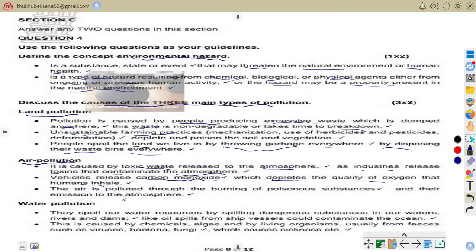You'll find that vehicle emissions such as carbon monoxide are one of the causes of air pollution. Hope we understand that. The air is polluted through the burning of poisonous substances and their emission into the atmosphere. So the burning of poisonous substances and fossil fuels also causes what? Air pollution. Hope we are still on one page.